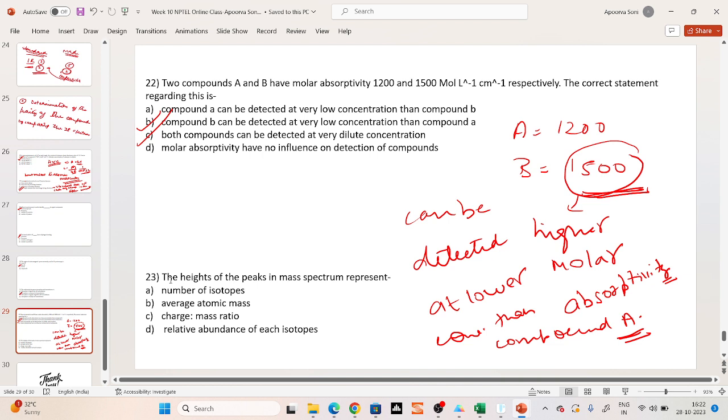So the height of the peak in mass spectrum represents the correct answer, option D. That is relative abundance of each isotopes. Okay, I'll just explain you. This is the correct answer, D. So just see here.